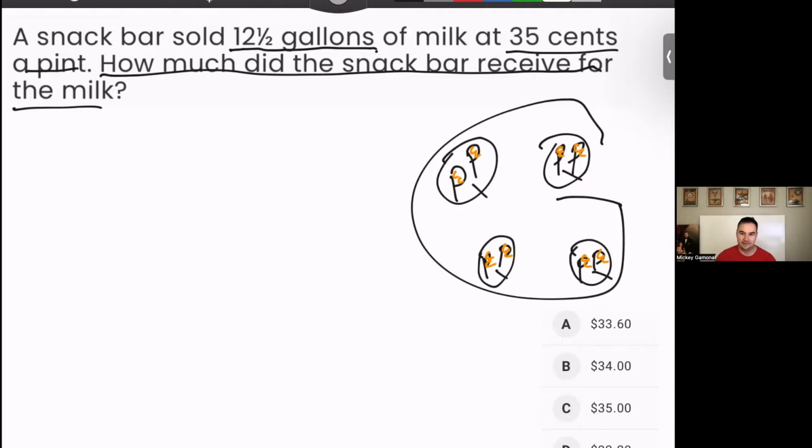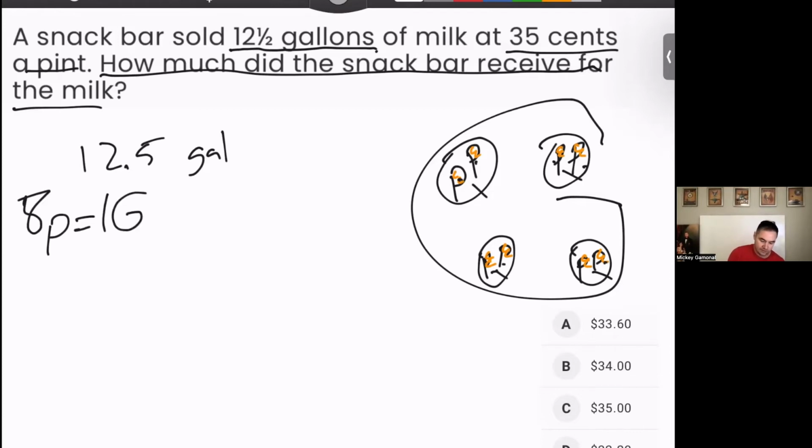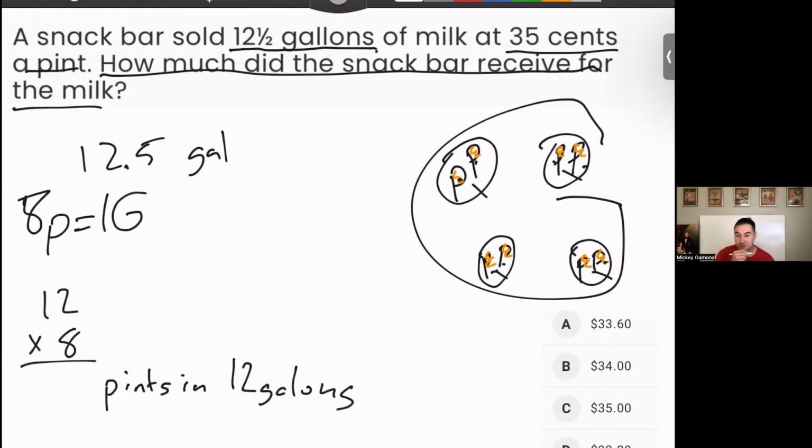So 12.5 gallons, you can figure out, okay, well, how many pints are in 1 gallon? And so how many P's are in this 1 G? 1, 2, 3, 4, 5, 6, 7, 8. 8 pints equals 1 gallon. So 12 times 8 is going to give me pints in 12 gallons. And then I'll show you something really cool to find the half. Okay, so 12 times 8, 8 times 2 is 16, carry the 1, 96. So that's 96 pints in 12 gallons.